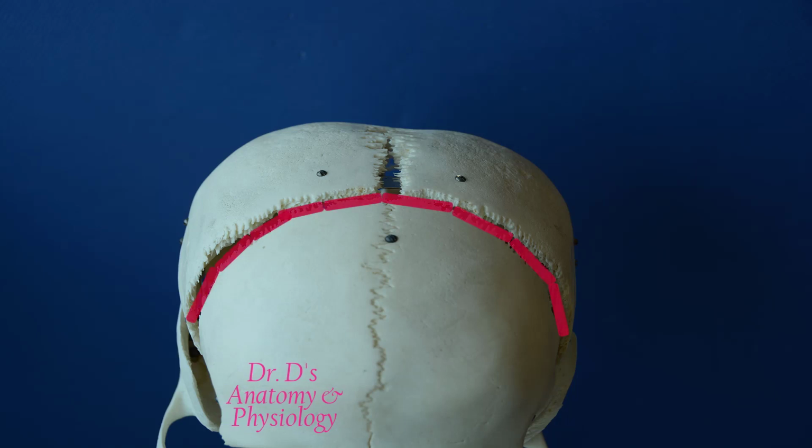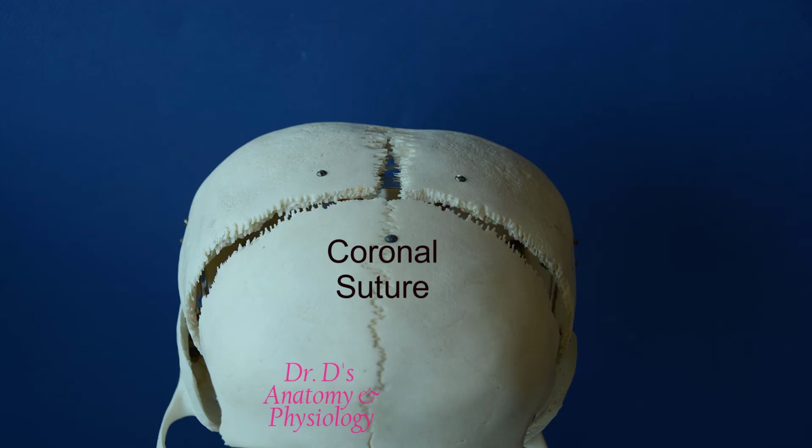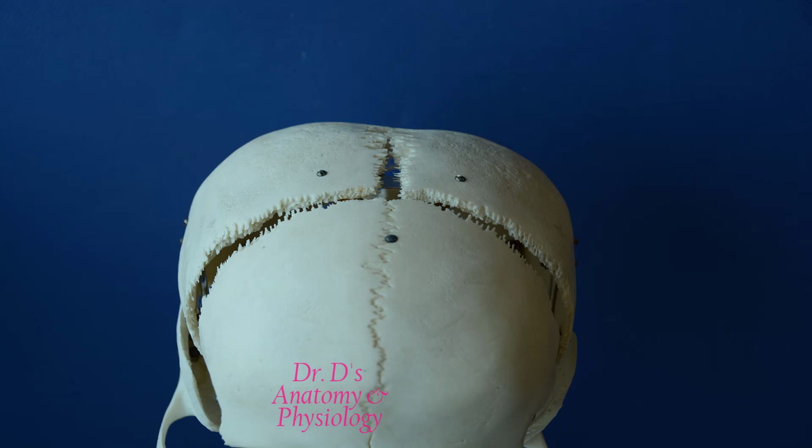This suture here, which you find between the frontal bone and the two parietal bones, is referred to as a coronal suture. And it's a suture that you're going to find in the coronal plane, which is also known as the frontal plane. And the reason it's called a coronal suture is because of its resemblance to a crown, or its association with the location in the head where you might find a crown.